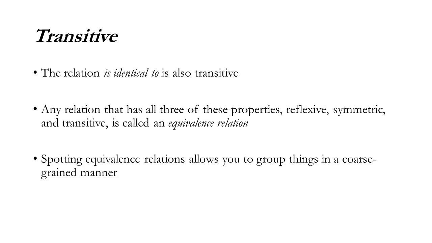Now, the relation is identical to is also transitive. That is, it's reflexive, symmetric, and transitive. Any relation that has all three of these properties, we're going to call an equivalence relation. And spotting equivalence relations allows you to group things in a rather coarse-grained manner.